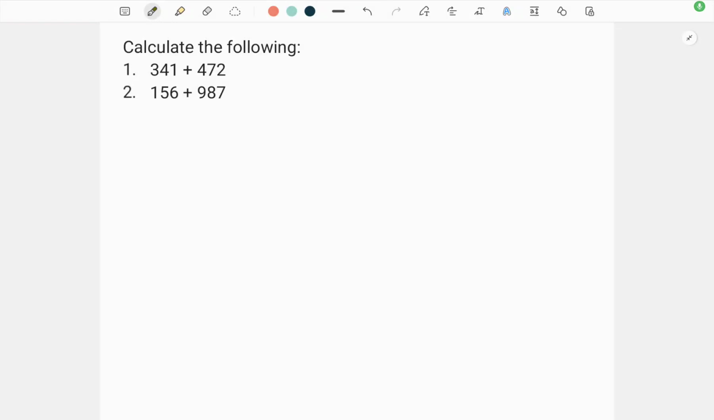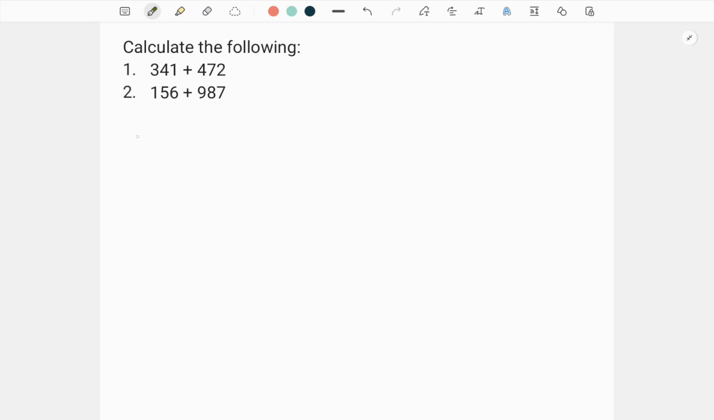So today we are going to talk about multi-digit addition, or in this example 3-digit addition, with the possibility of a carry forward. Before we go into the actual problems, here are two sample problems that we are going to solve: 341 plus 472 and 156 plus 987. But before that, let's briefly talk about what makes this addition somewhat complex and what concepts we need to be clear about.